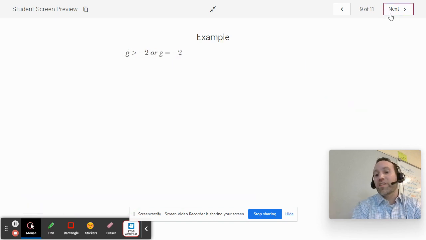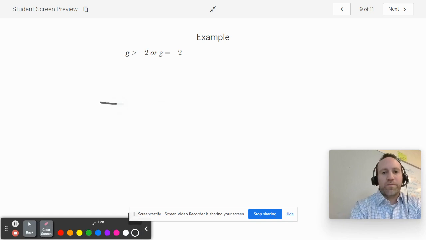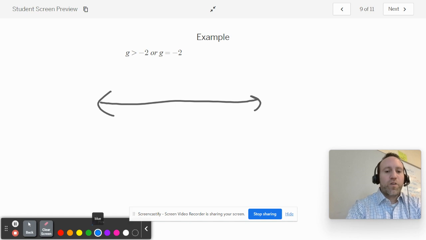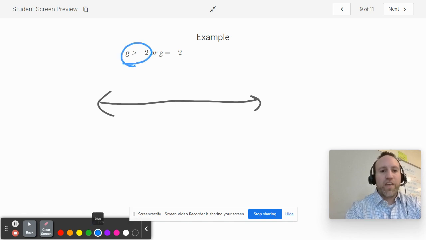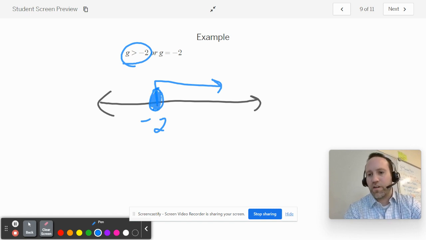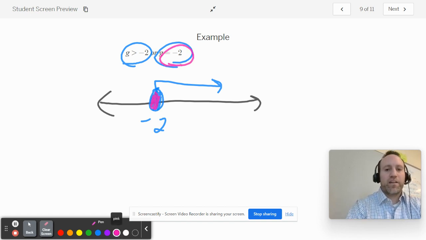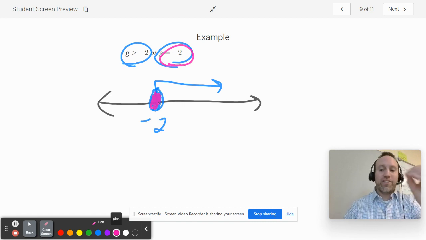Let's look at another example. This is an example where you have an inequality and an equation. So if we look at g is greater than -2, or g is equal to -2. So I'm going to shade in that circle, because it's equal to. That's how I show that. Solid circle. So it's anything at all. And if it helps, I'll use a different color pen too. So that's how I did it, right? It's anything at all that is shaded because it's an or statement.